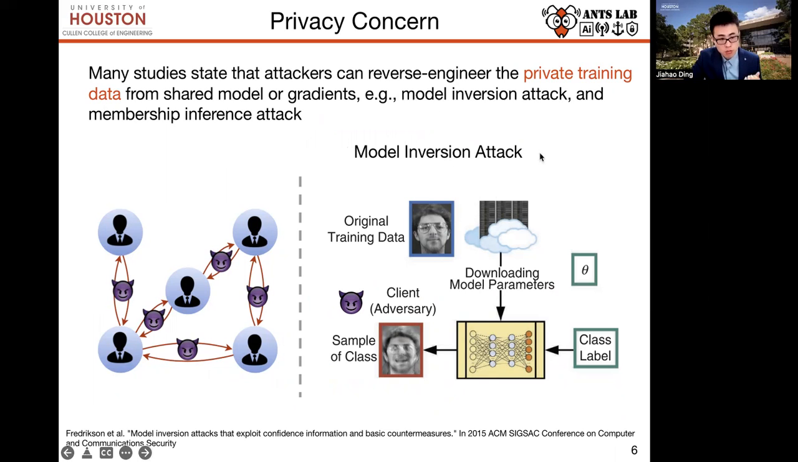Here is an example of a model inversion attack. Suppose this is a face recognition model in the cloud, trained on a lot of faces. The attacker only has a person's name, whose image was used to train the model, and in the training phase, the attacker can produce an approximate image of this person by downloading the model parameters, either black box or white box.